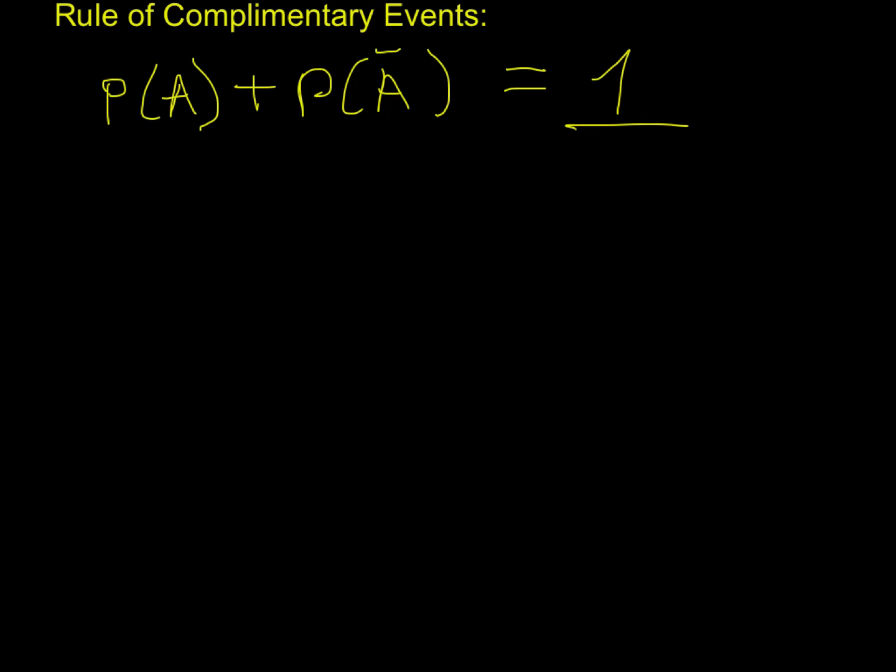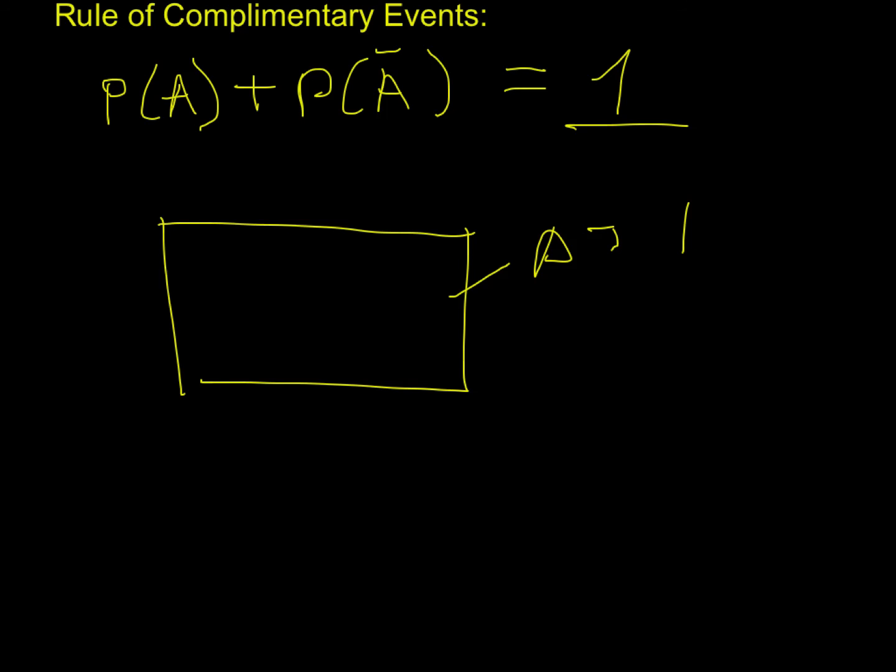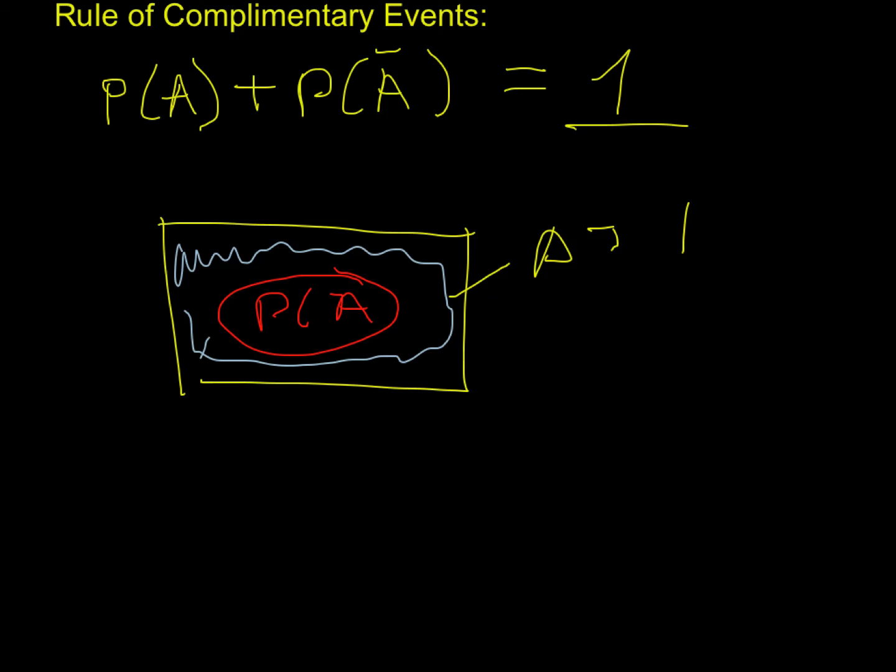And if we wanted to see a geometric representation of this, if I have this rectangle, and I'm going to say this area total is equal to 1, and I have an oval in the center, which is P of A, and the area outside it, all around it, but not inside it, I'm going to call that the P of A bar, so that this oval and the area around it must add back up to 1, which we can see.